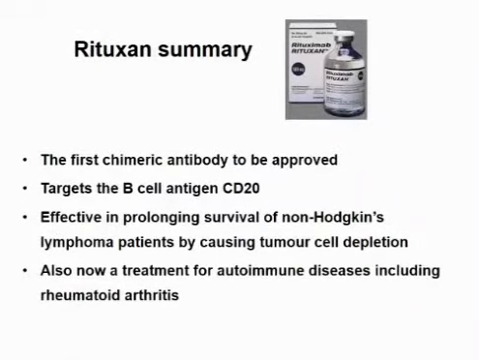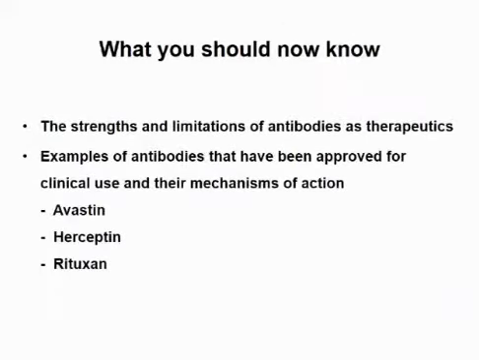So just to summarize this then, I've already said it's the first chimeric antibody to be approved, it targets this B-cell antigen CD20, and it depletes tumour cells, so extending the life of these patients with non-Hodgkin lymphoma. And as I mentioned, it's now a routine treatment for autoimmune diseases like rheumatoid arthritis that are driven by B-cell function. So that's pretty much it.